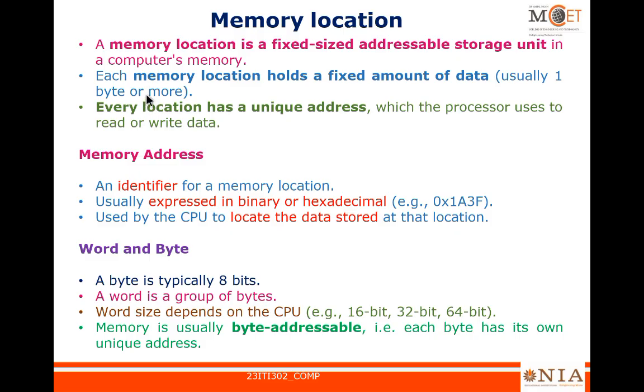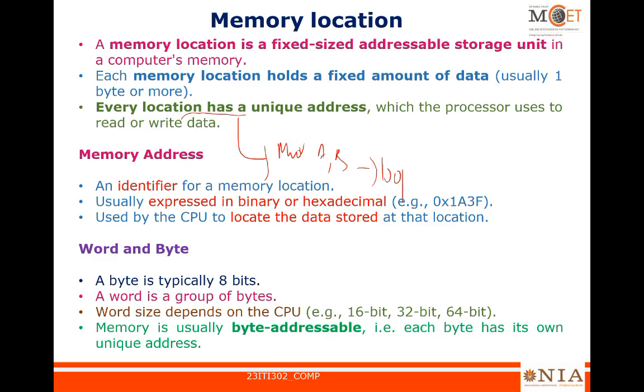Each memory location will have a unique address. Unique address means that the address given to a particular location will not be allocated to another memory location. For example, take the instruction move a comma b. Suppose this instruction is held at memory address 1001. This 1001 will not be given to another memory address or another instruction. So each location has a unique address.